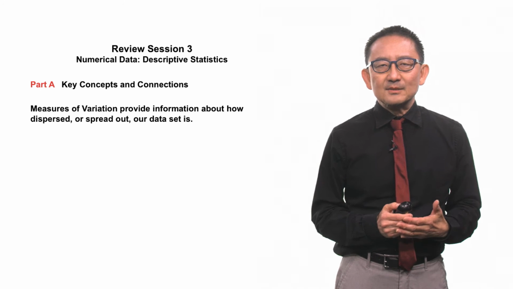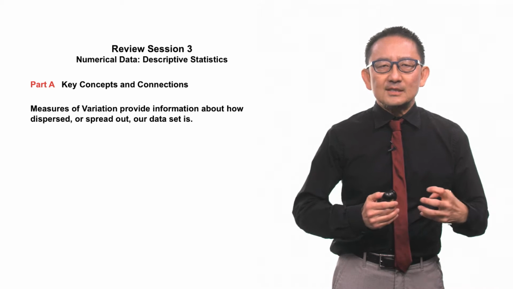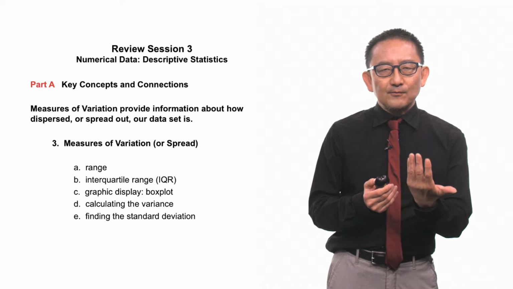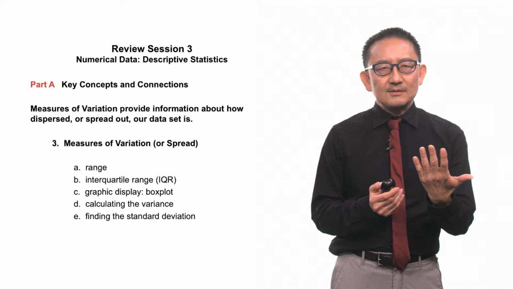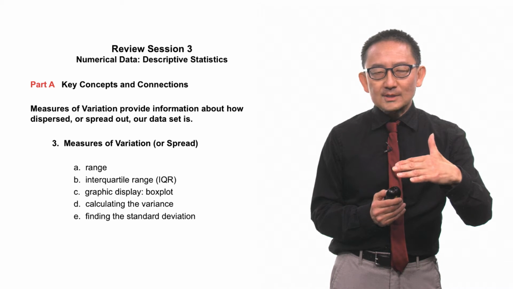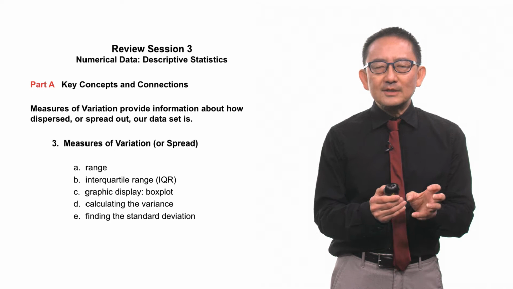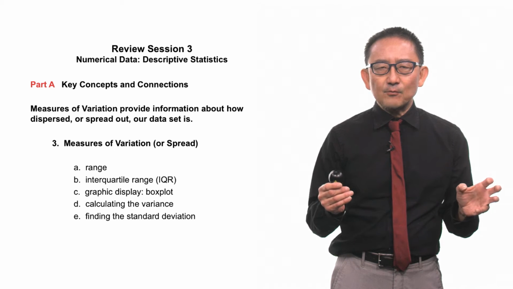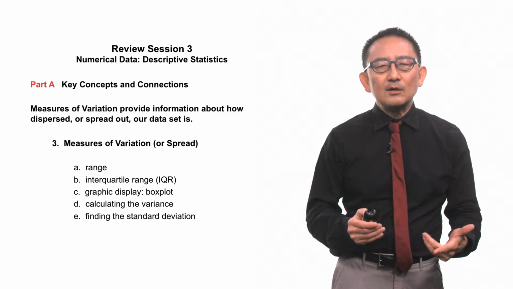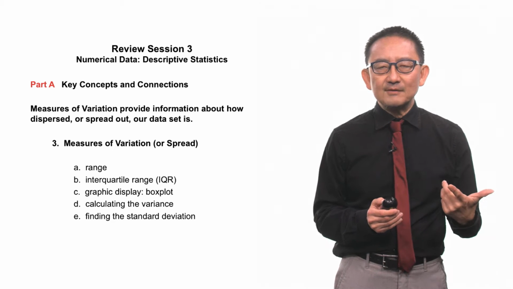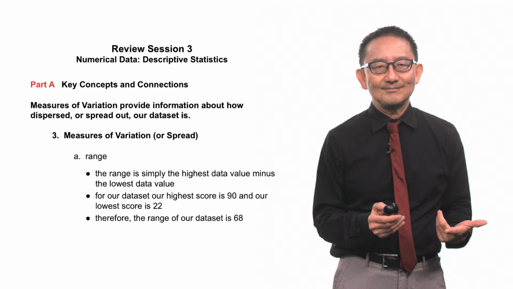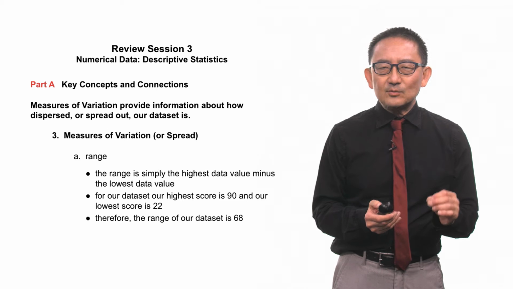Measures of variation provide information about how dispersed or spread out our data set is. So for measures of variation, we will discuss the range, the interquartile range, and then we will look at a graphic display in the form of a box plot that will show both. And from there, we will move on to the concepts of variance and standard deviation. We'll start with the range.